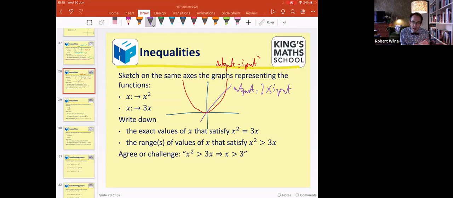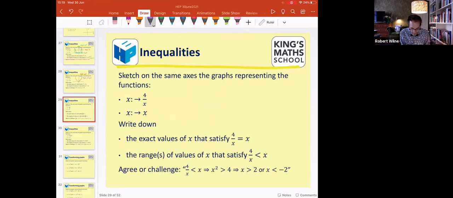I want the y of x squared to be bigger than the y of 3x. Even that's baffling me as I say it. But I'm talking about the output of one function compared to the output of another function, and they're either equal or they're not. And if they're not equal, one of them is larger than the other. So I found that very powerful.